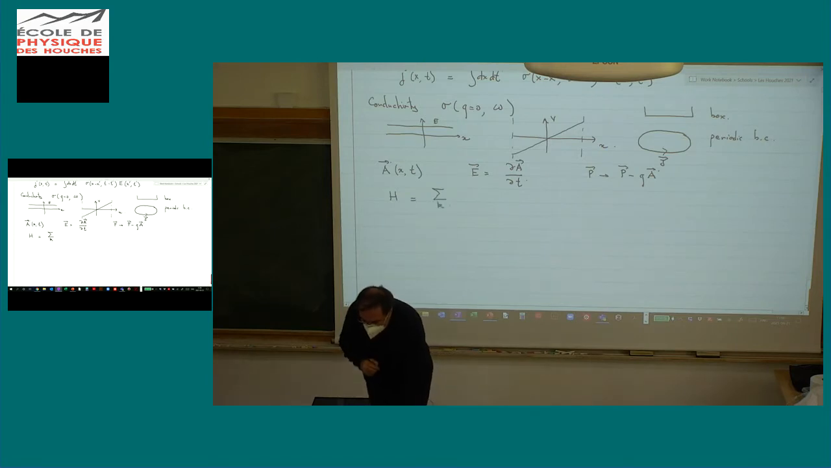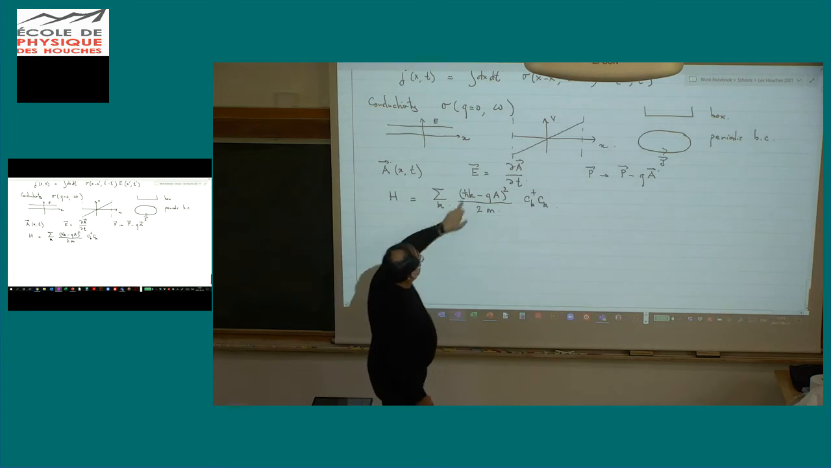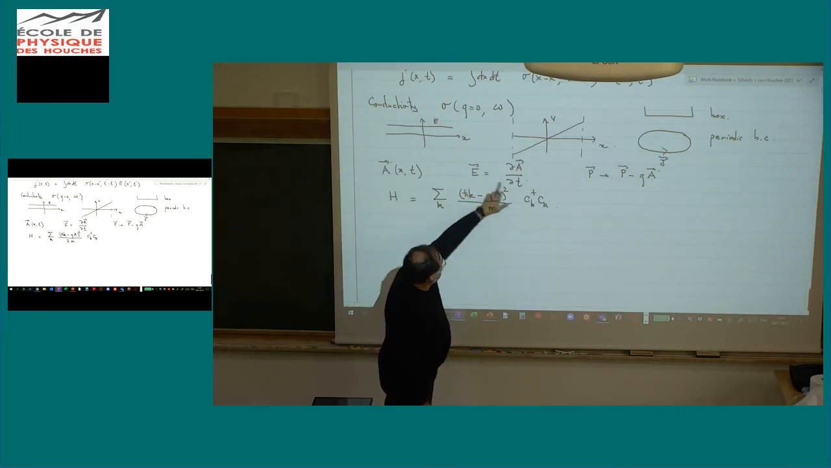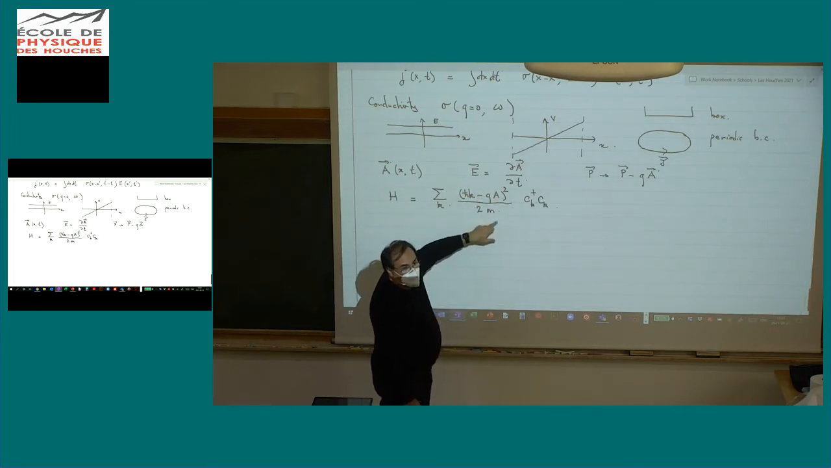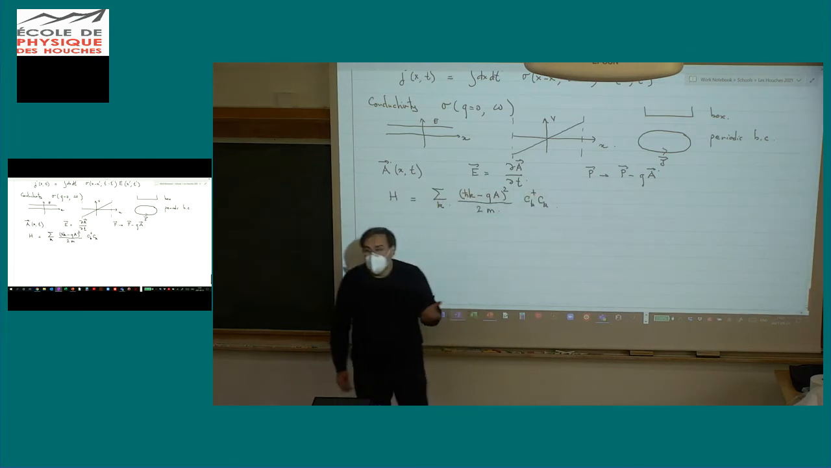My Hamiltonian will be the sum over K of the momentum, which is h bar K, minus QA, squared, I put myself in one dimension for simplicity, over 2m, and then I will have C dagger K, CK. Again, this is just to show you a nice second quantized expression. This is P minus QA squared over 2m. So this is the way my Hamiltonian is written with a gauge potential.